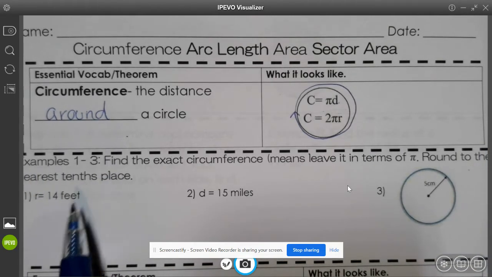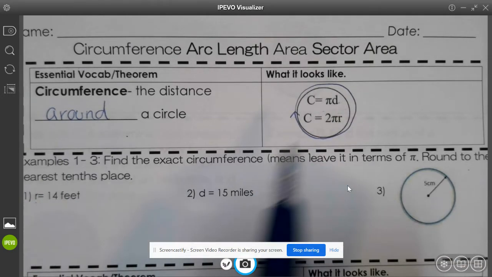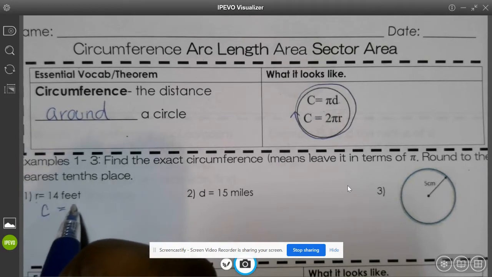All right, so let's do example 1 through 3. It says find the exact circumference. Exact means leave pi in the answer. Okay, and then we're going to round to the nearest tenth place if we need to. All right, so here we're given the radius. So I'm going to use the circumference formula with the radius.